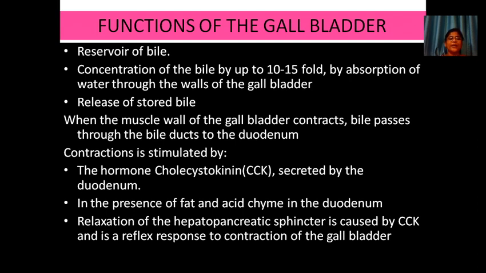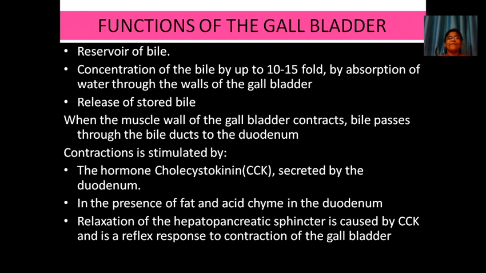The contraction is stimulated by the hormone cholecystokinin, that is CCK, secreted by the duodenum, in the presence of fat and acid chyme in the duodenum. Okay, and next, the last one, the relaxation of the hepatopancreatic sphincter is caused by CCK and is a reflex response to contraction of the gallbladder.